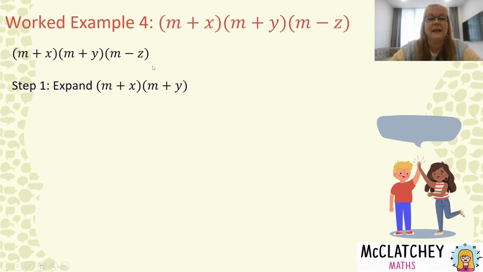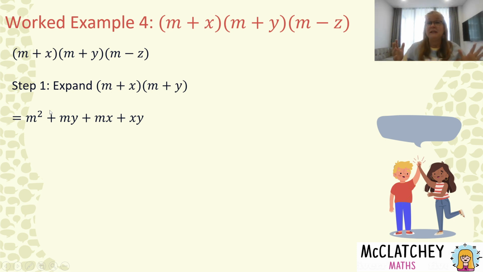Okay, so firstly, first sets of brackets. M times m makes m squared. M times y makes my. X times m makes xm. X times y makes xy. And you'll notice on inspection there are no like terms, because remember the definition of a like term is it must be the same letter combination with the same power. So we've got no same letter combinations here at all, so nothing to collect.